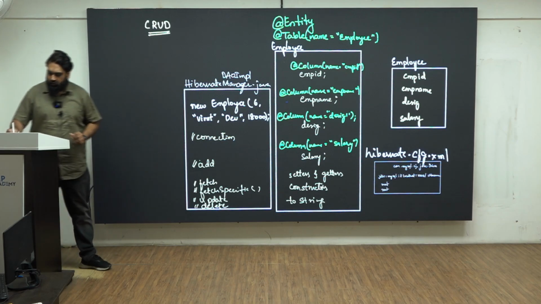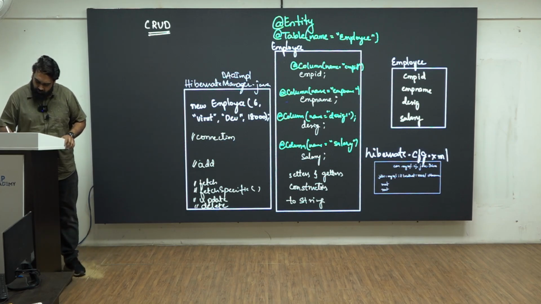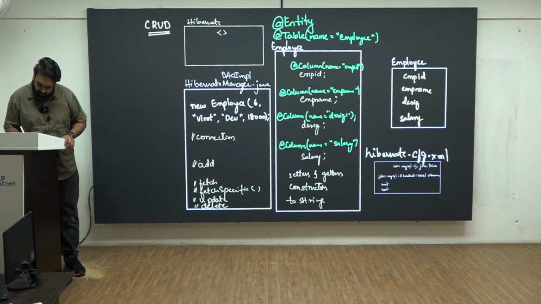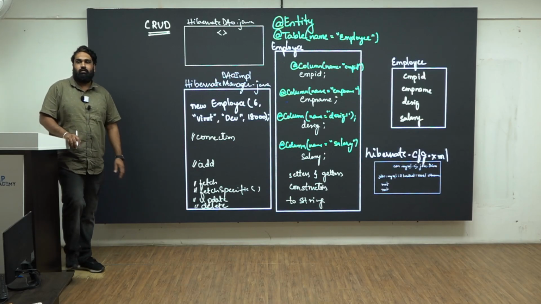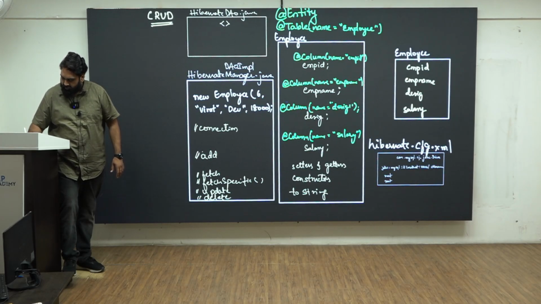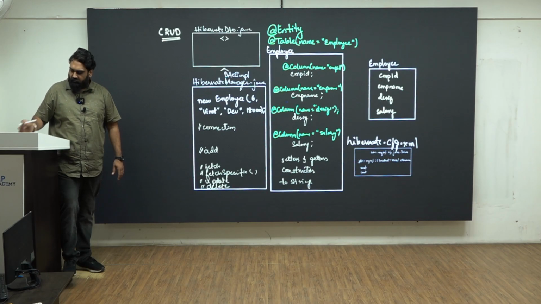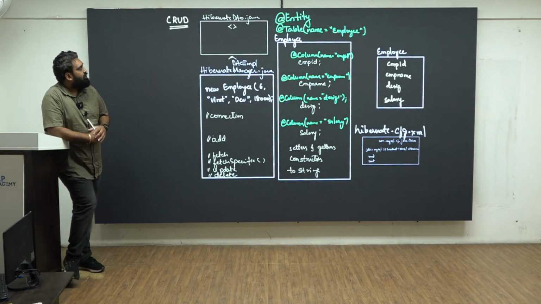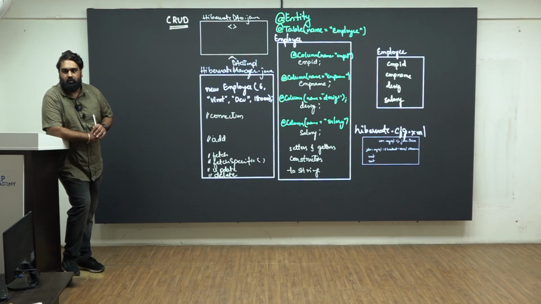So if you want, in Hibernate also you can write the DAO architecture by saying here as Hibernate DAO.java. And your Hibernate Manager DAO implementation will implement the Hibernate DAO. I hope you are able to follow this.